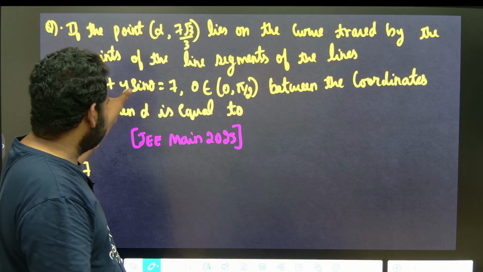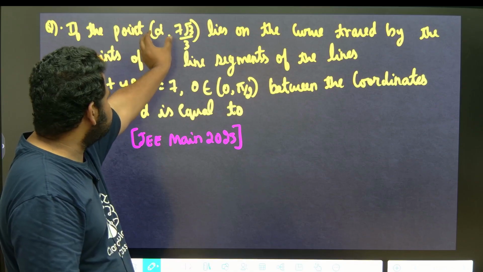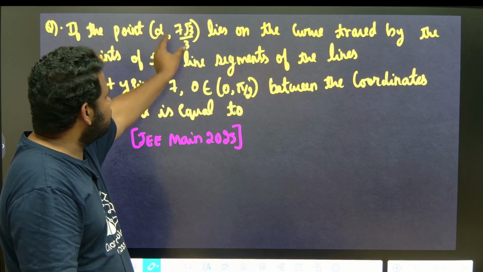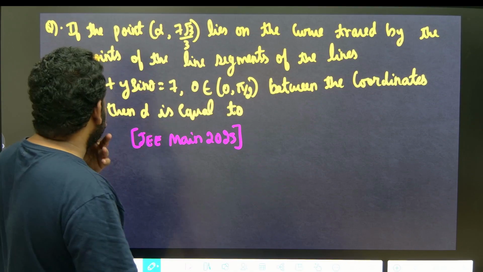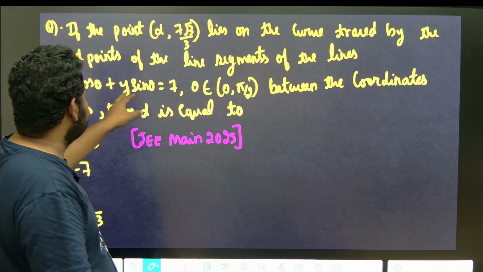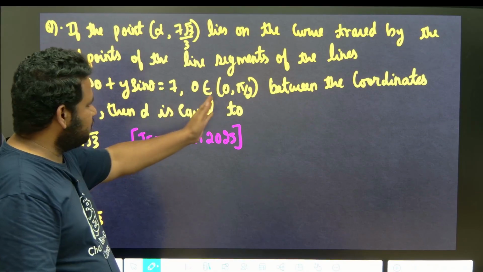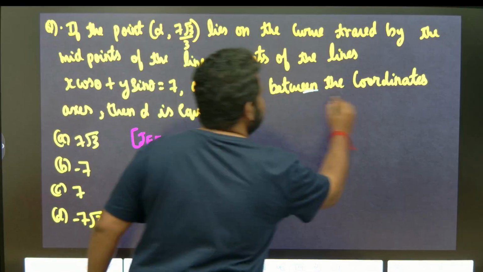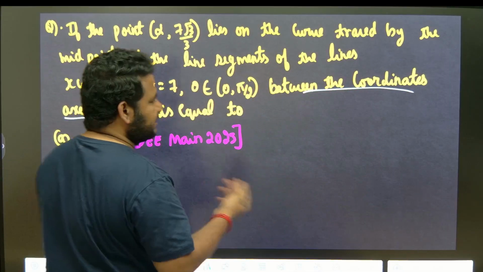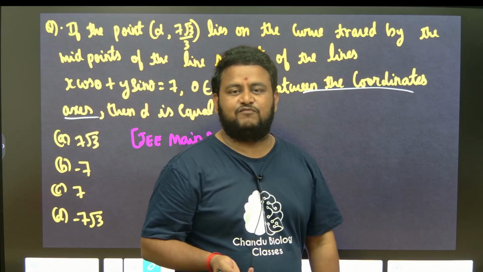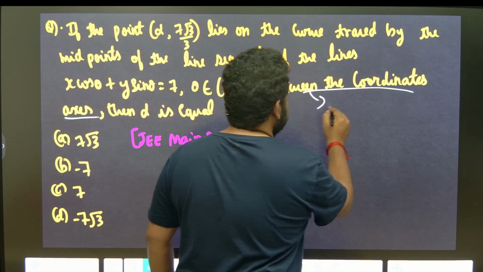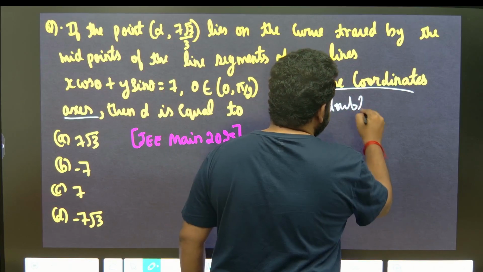So this is a curve. Midpoint of this curve is nothing but alpha comma 7 root 3 by 3. This is the midpoint. First we have x cos theta plus y sin theta is equal to 7, where theta lies between 0 to pi by 2, and it is between the coordinate axes. If they are telling between the coordinate axes, you should understand it is the double intercept form.